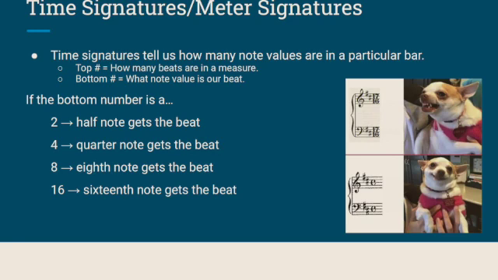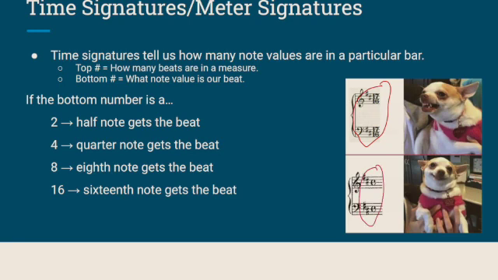If the bottom number is a 2, the half note gets a beat. If the bottom number is a 4, the quarter note gets the beat. If the bottom number is an 8, the 8th note gets the beat, and if the bottom number is a 16, then the 16th note gets the beat. I found this meme online, and it's really funny because 17/16 is a very, very difficult time signature to play in, because you have to play 17 16th notes in each measure.